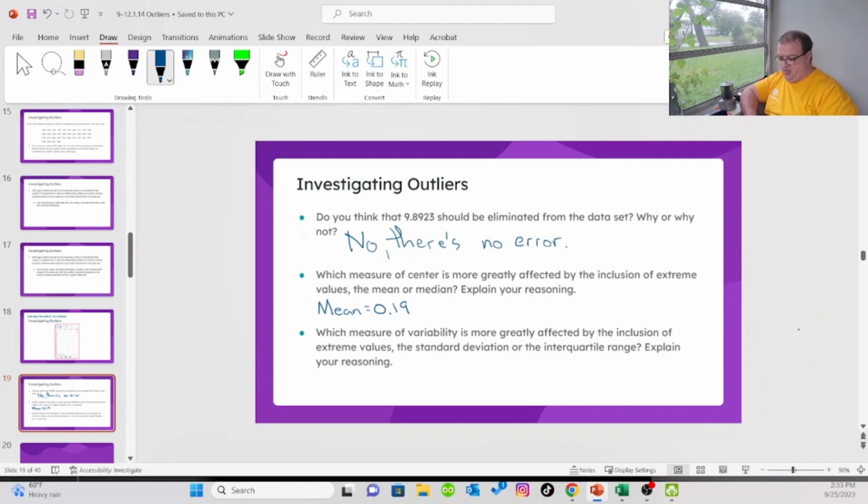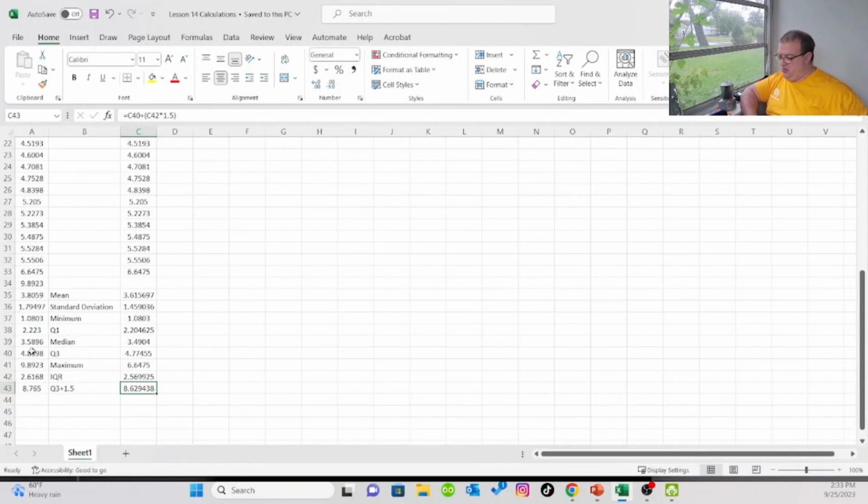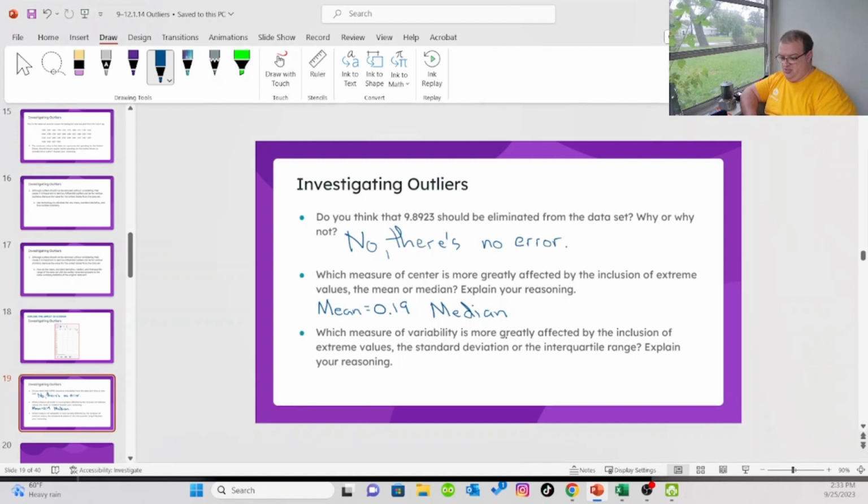While our median, if we look, went from 3.58 to 3.49. That's only a change of 0.09. So we can clearly see the mean was changed more by the removal of the extreme value.